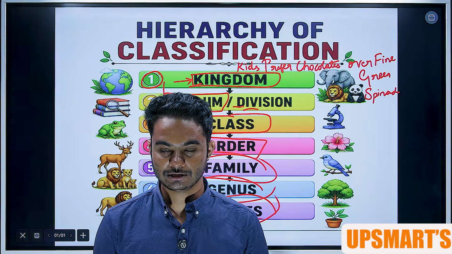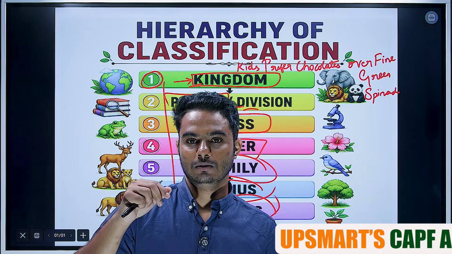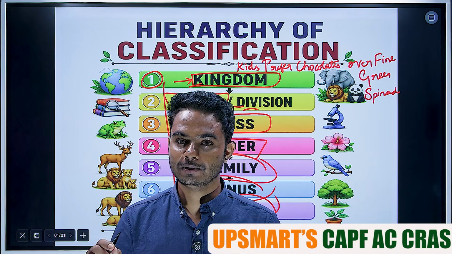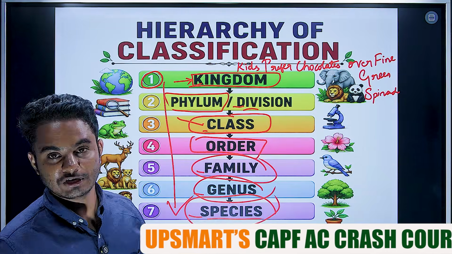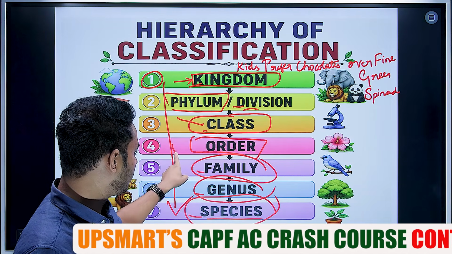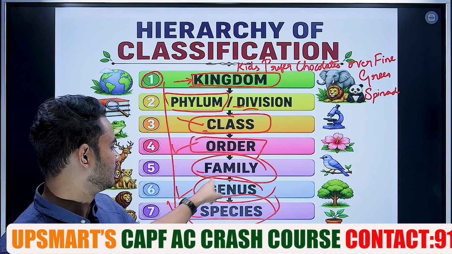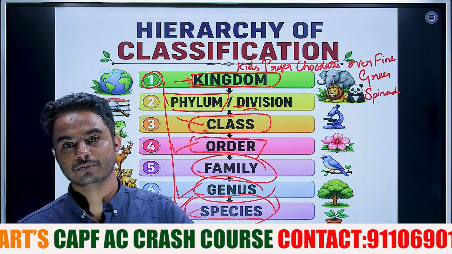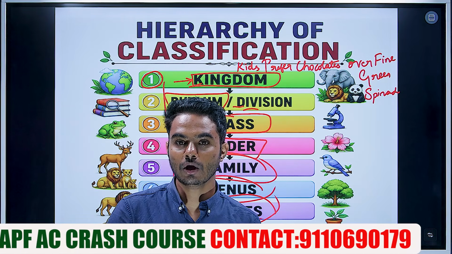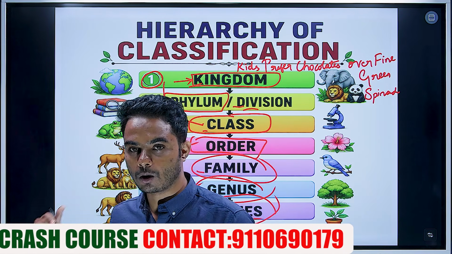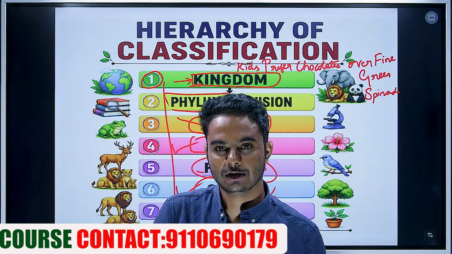Now you have an assignment. Okay, today's assignment is to situate human beings among this. Where do we situate? Are we a part of order? Are we a part of genus? Are we a part of species? Okay, this is your task. Situate where we belong. This can also be a question. Very important.